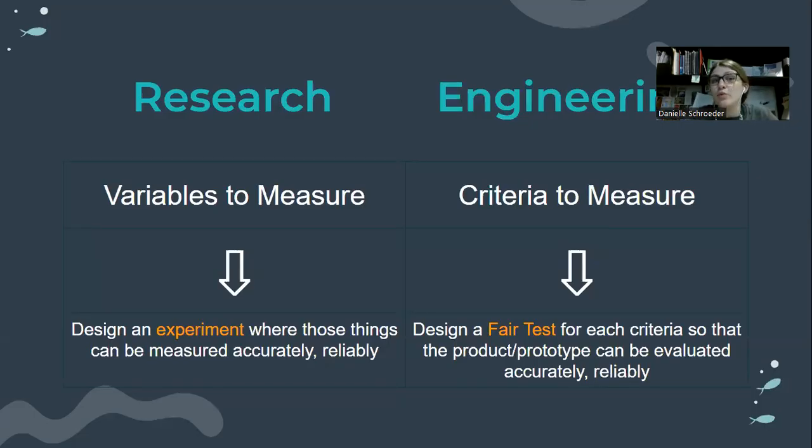So in research or engineering projects, we design either an experiment for research or a fair test for an engineering product, right? This is what feeds your procedure, like I was just mentioning. If you design an experiment, we want each of those variables to be measured accurately and reliably. In an engineering project, we design a fair test for each criteria so that the prototype can be evaluated also accurately and reliably.